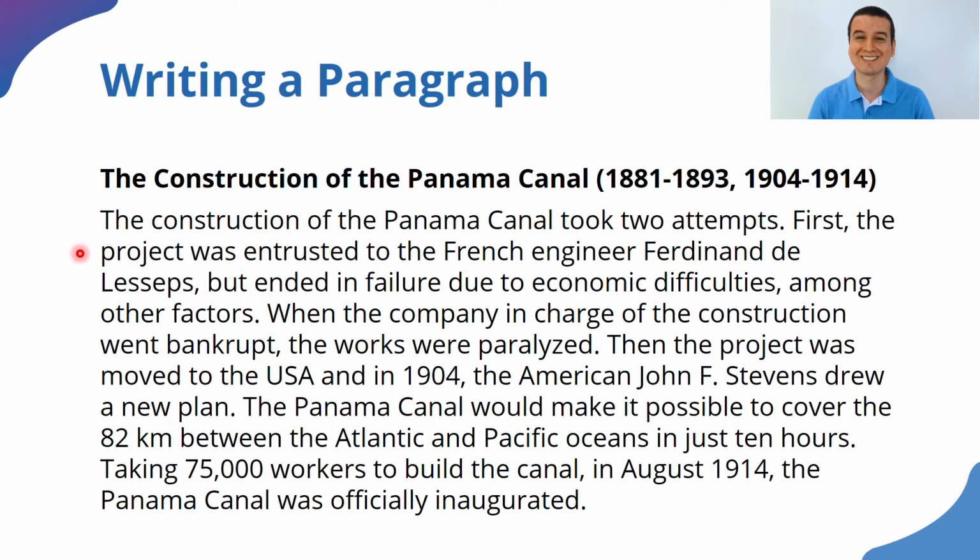First, the project was entrusted to the French engineer Ferdinand de Lesseps, but ended in failure due to economic difficulties, among other factors. When the company in charge of the construction went bankrupt, the works were paralyzed. Then, the project was moved to the USA, and in 1904, the American John F. Stevens drew a new plan. The Panama Canal would make it possible to cover the 82 kilometers between the Atlantic and Pacific Oceans in just 10 hours. Taking 75,000 workers to build the canal, in August 1914, the Panama Canal was officially inaugurated.